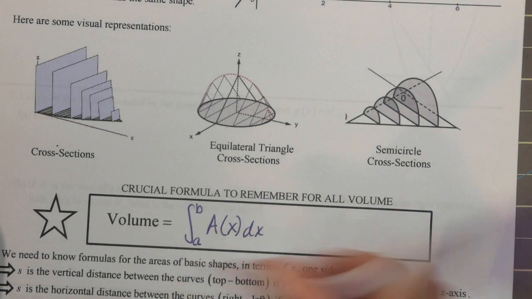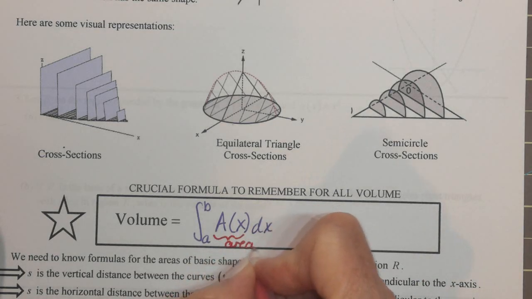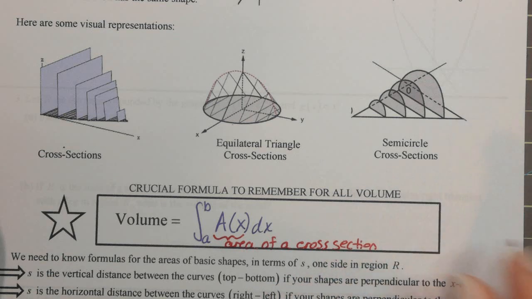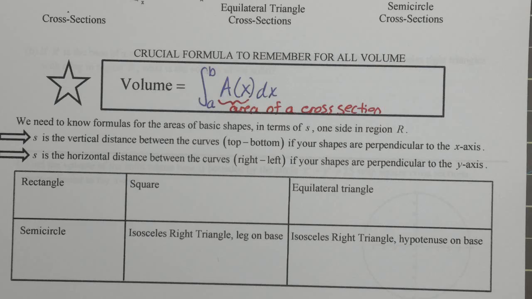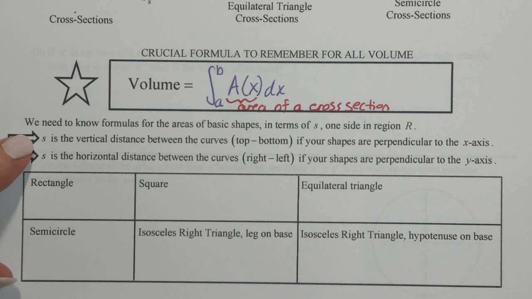Area of a cross-section. We need to know the formulas for the areas of some basic shapes in terms of one of the sides, S. One side in region R. S is the vertical distance, the top minus the bottom, if you have cross-sections perpendicular to the x-axis, and S is the horizontal distance between the curves, right minus left, if your shapes are perpendicular to the y-axis.